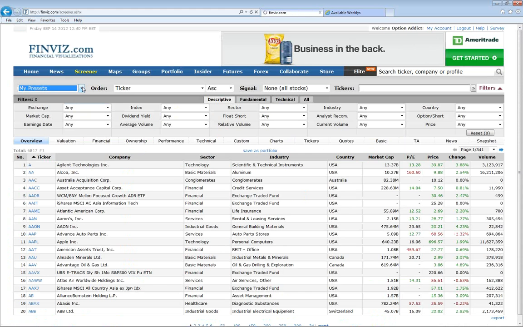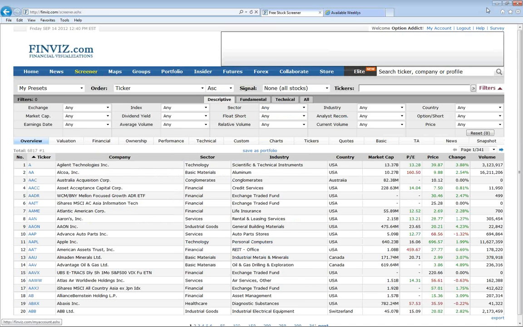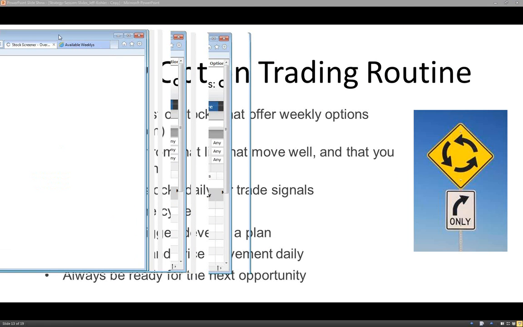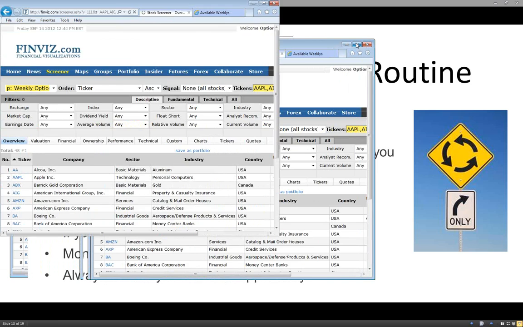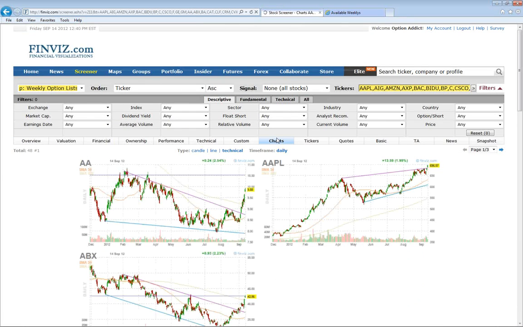Oh, that's right, this doesn't... When the webinar's on, the drop-down menus don't work so well. So I'm going to my list, and it says weekly options. Now, this might be a little dated, and there might be some stocks that no longer offer weeklies. But let's say these are the 20 stocks that I want to trade. Then I just go to the thumbnail charts, and I check these every day.